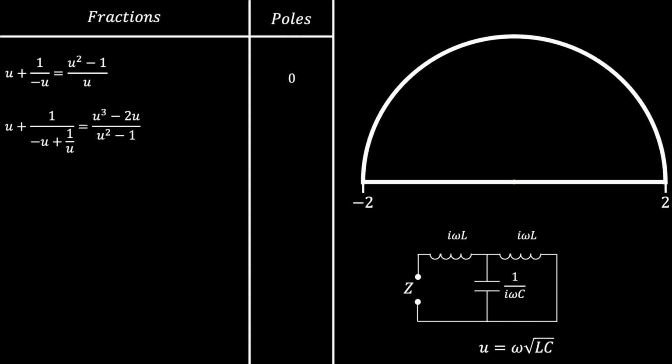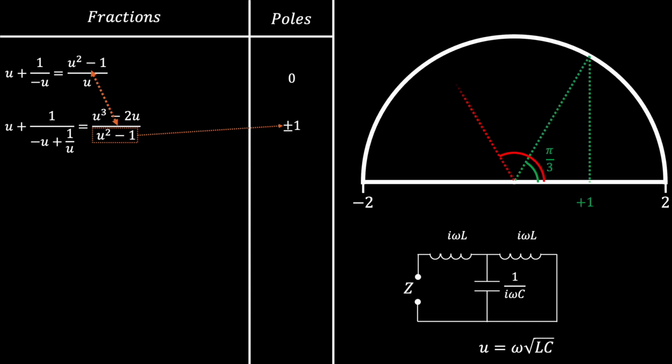Next, the expression for the 3-element circuit. Note that the denominator term is the same as the numerator in the previous example. This denominator produces poles of plus or minus 1, which on the diagram on the right corresponds to 2 times the cosine of pi over 3 and 2 times the cosine of 2 pi over 3, respectively.